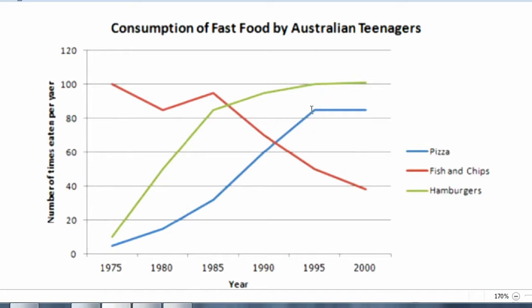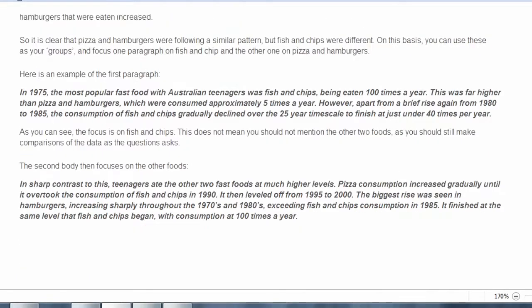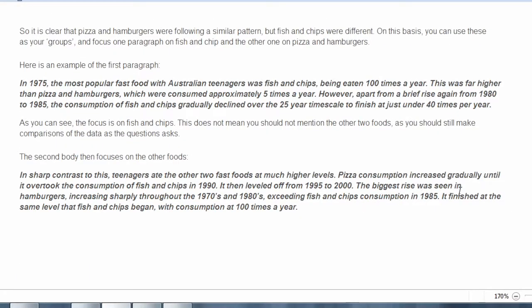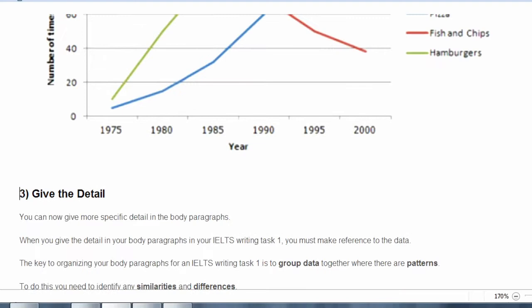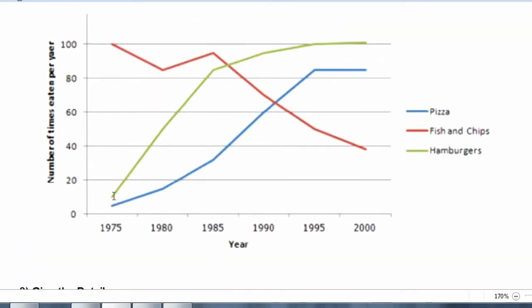at around 1990, the year 1990. Again, we can also give the detail that the bigger rise was seen in the hamburgers, increasing sharply throughout the 1970s and 80s, exceeding fish and chips consumption. In 1985 it finished at the same level as fish and chips, because we can see here that hamburgers have been the most wanted food at that time.